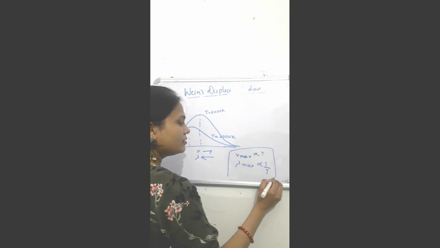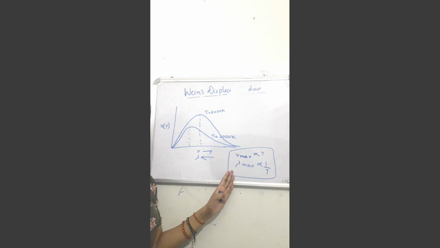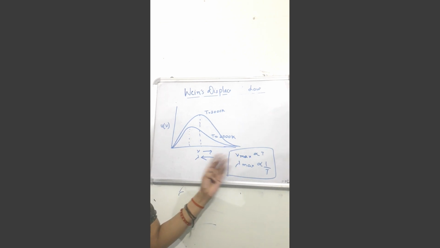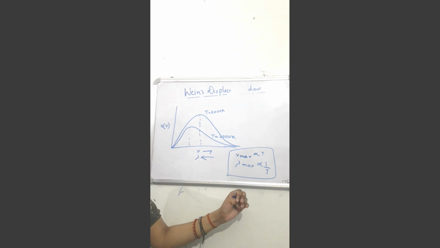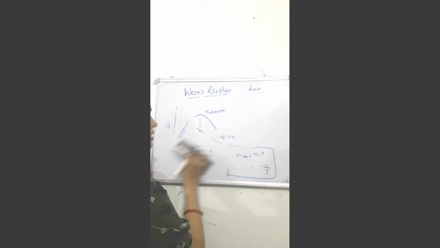So using this relation, we can find the maximum wavelength for the black body radiation curve, and the maximum frequency. Or if this maximum is given, we can find the corresponding temperature. So this law determines the behavior of black body radiation.